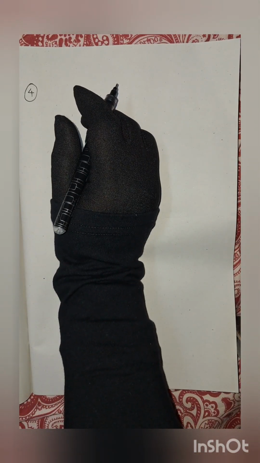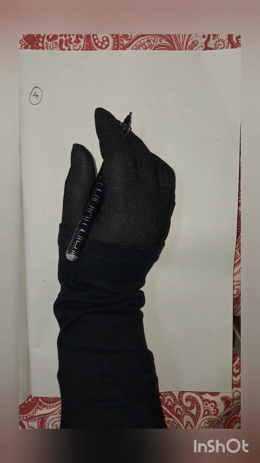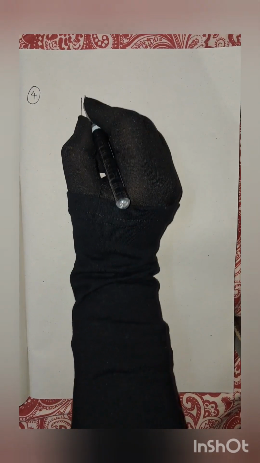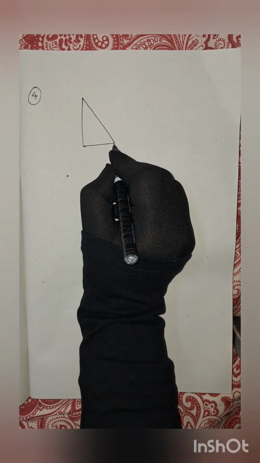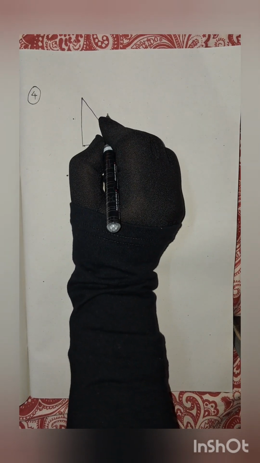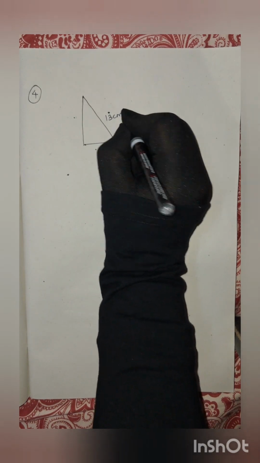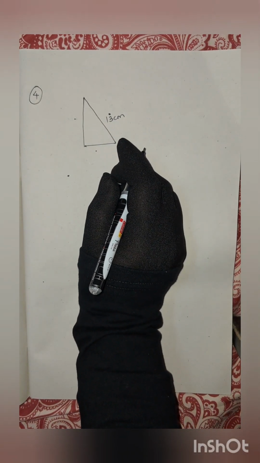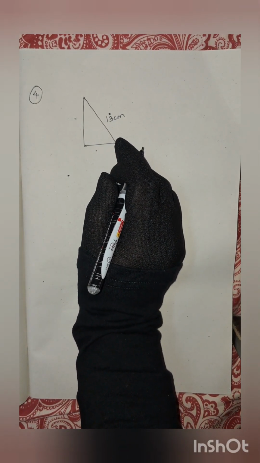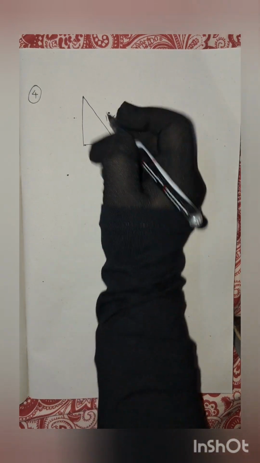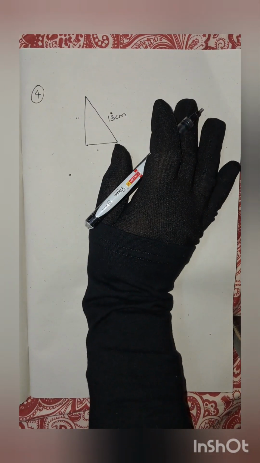Question number 4. The altitude of a right triangle is 7 centimeters less than its base. If the hypotenuse is 13 centimeters, find the two sides. You know the triangle: this is the base, this is the adjacent, and this is the hypotenuse. Here they have given us the hypotenuse as 13 centimeters. They are saying the altitude of a right angle triangle is 7 centimeters less than its base, which means this side is 7 centimeters less.